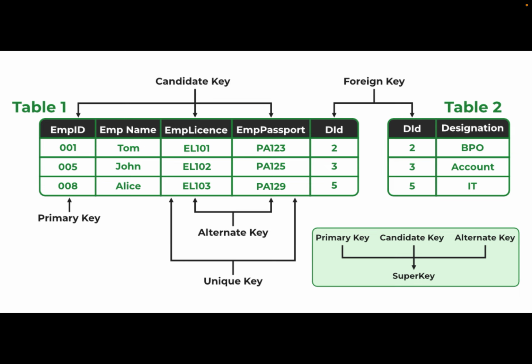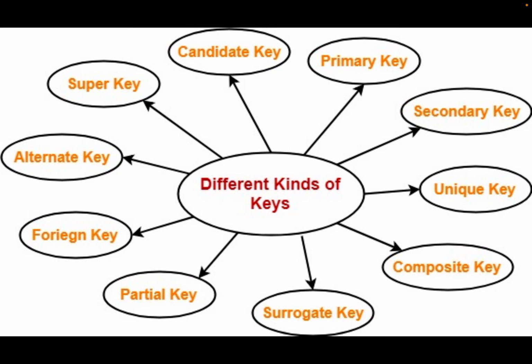So that is the relationship between these two tables, and it is powered by different types of keys. And these are the different keys that we have. So there is a primary key, a foreign key, a candidate key, a secondary key, unique key, composite key, surrogate key, partial key, alternate key, and super key. So majorly we use the primary key, foreign key, and surrogate key in most of our cases. All these other keys will be used based on the scenario and based on the requirement.